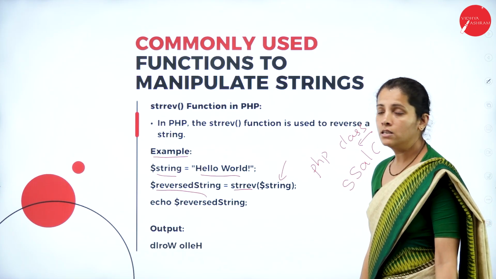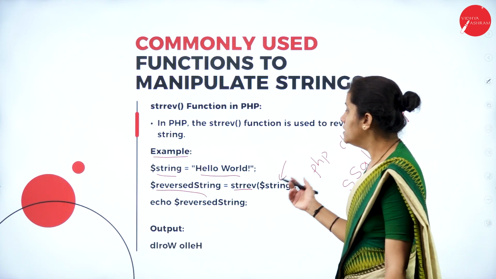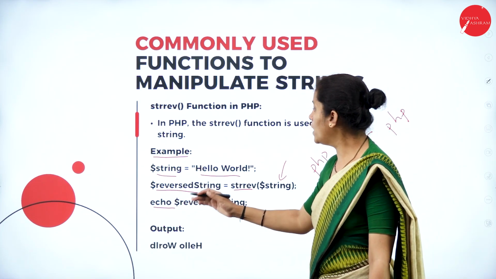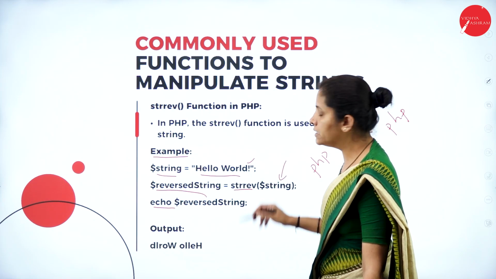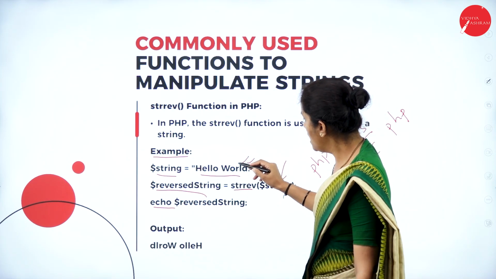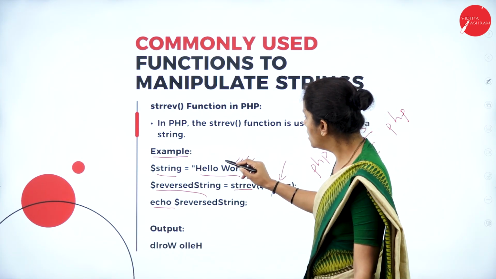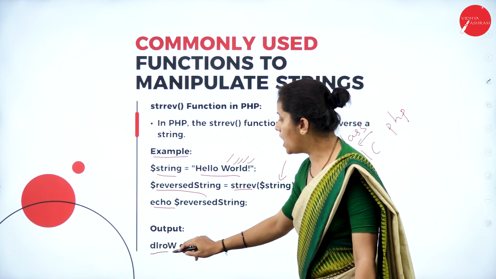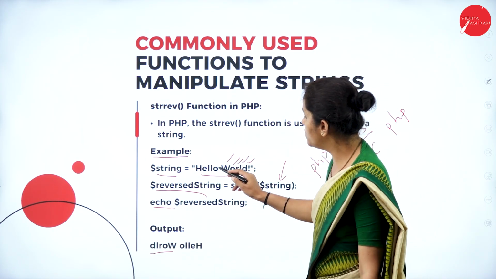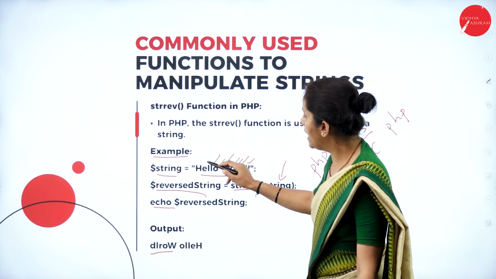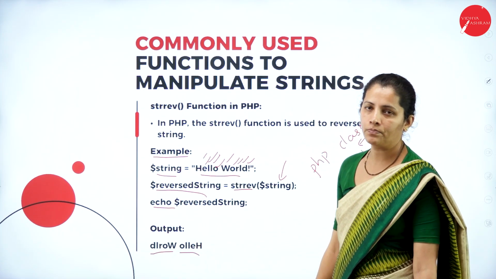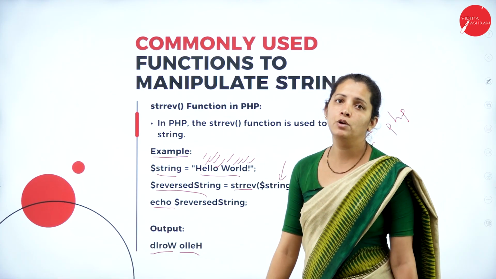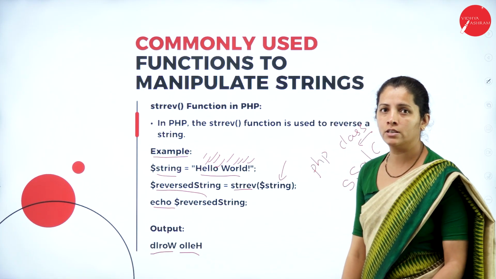I'm passing a string. Now, when I print, what am I getting? I'm getting the reverse string. So what I'm getting is DLROW. And if I consider this one, OLLEH. So I'm getting OLLEH. This is the way I can use the string reverse function.